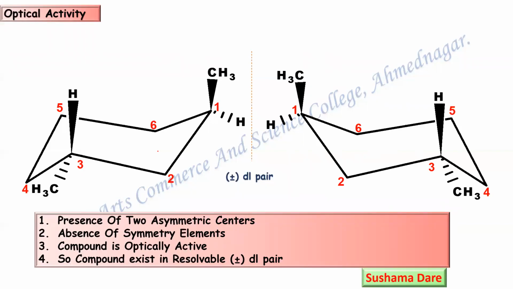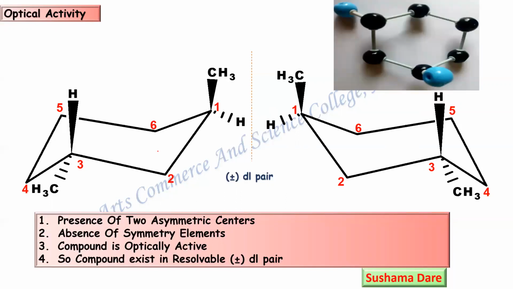Now the second condition is what? There is an absence of symmetry elements, that is, the axis of symmetry or the plane of symmetry. Both the symmetry elements are absent. What is the third condition? Whether the compound is resolvable or not. Now here the compound is resolvable.